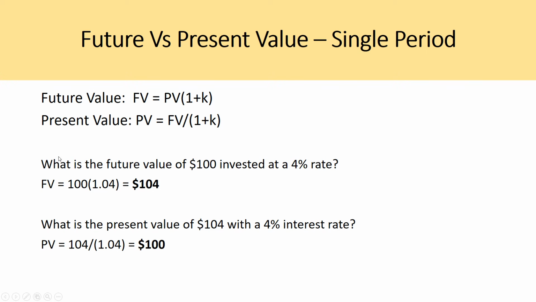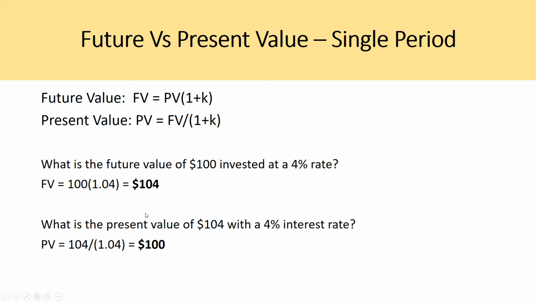Now we can introduce the future and present value formulas. Again, if you've taken a finance course before, this is relatively easy to understand. It's not that complicated, but for those who haven't, it's something that we need to go over. So for the future value, to get the future value of anything, you take the present value, multiply it by 1 plus k to get the next future value. So what is the future value of $100 invested at a rate of 4%? Well, next year, that $100 will be $104.